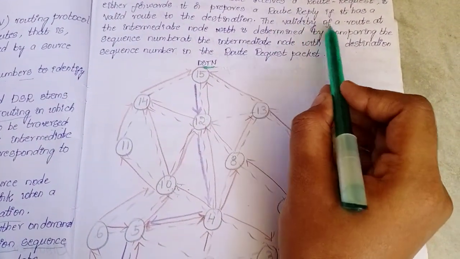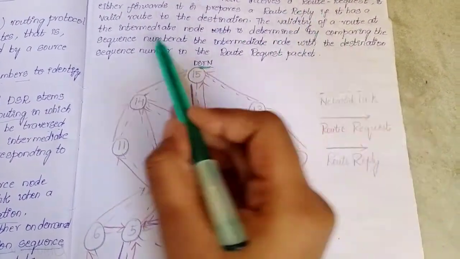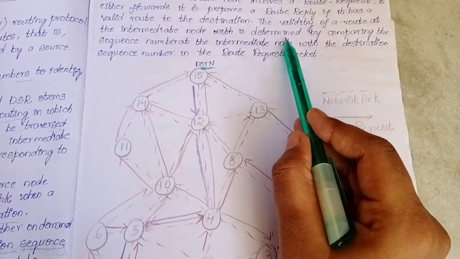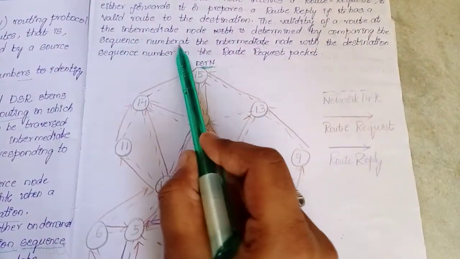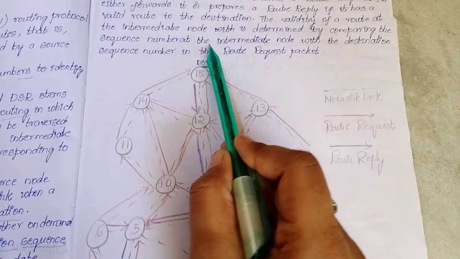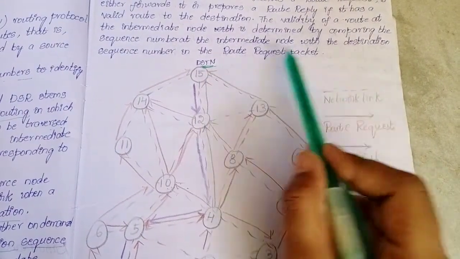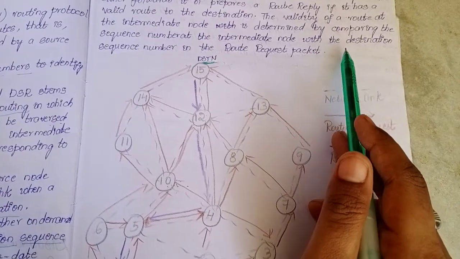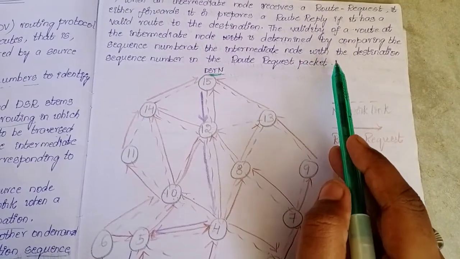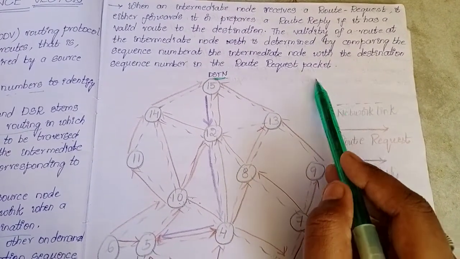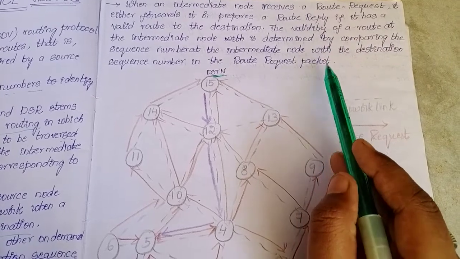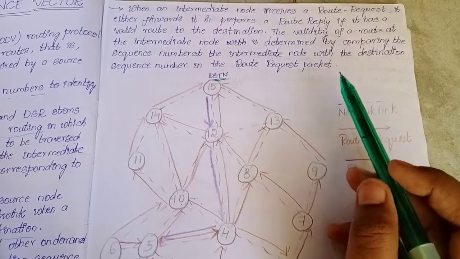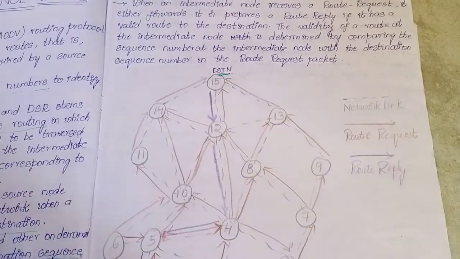See, the validity of a route at the intermediate node is determined by comparing the sequence number at the intermediate node with the destination sequence number in the route request packet. As I have already told you, up-to-date information validity is determined using the sequence number. The higher the sequence number, the fresher the route it was generated from.